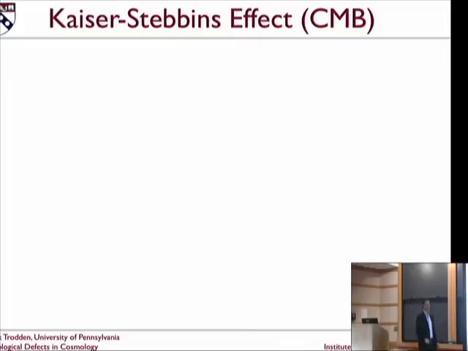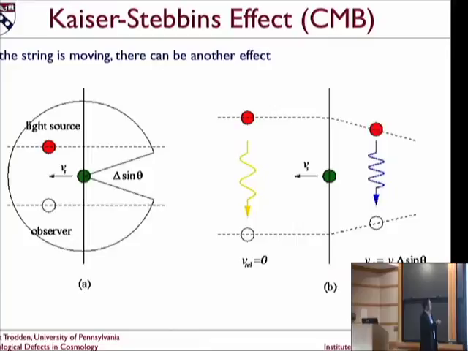Suppose you've got the string. There's a light source here, an observer here, and the string is moving perpendicular to them. Then what happens is behind the string, things get blue shifted. If you like, the light coming from there to there has less distance to go through because of the cone, whereas the light in front correspondingly is getting red shifted. It's got further to go. Basically, you're seeing different paths of the photons as they go around the object.